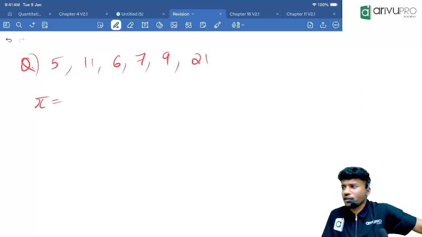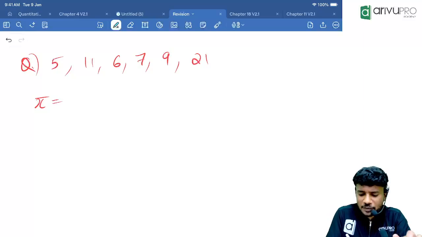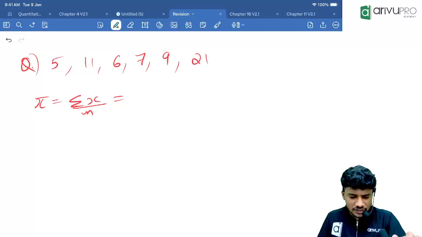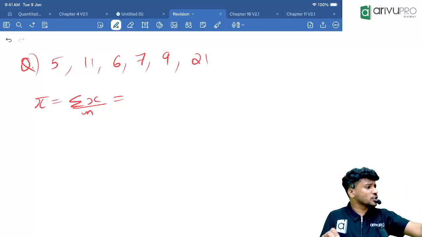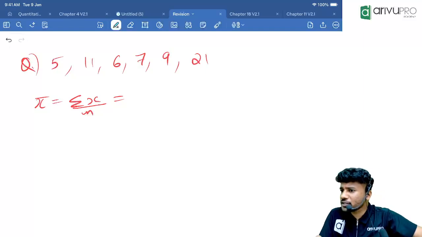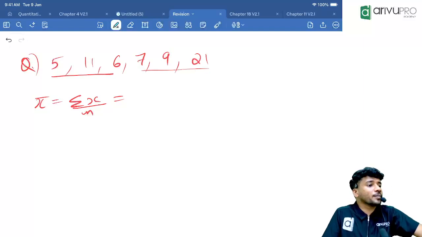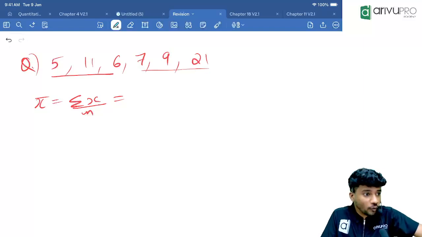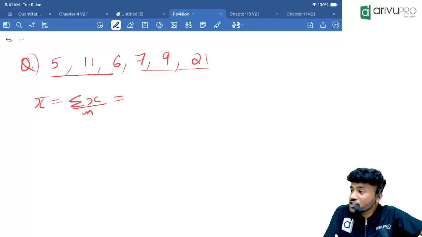Everyone, get me the value of arithmetic mean. How can I find arithmetic mean? It is nothing but summation of x divided by n. What is summation of x? That is all the individual values we need to add: 5 plus 11 plus 6 plus 7 plus 9 plus 21. The entire thing divided by how many terms are over here? 6 terms. So how much is the answer you are getting?